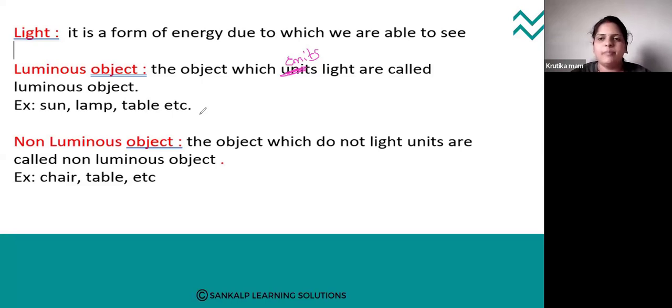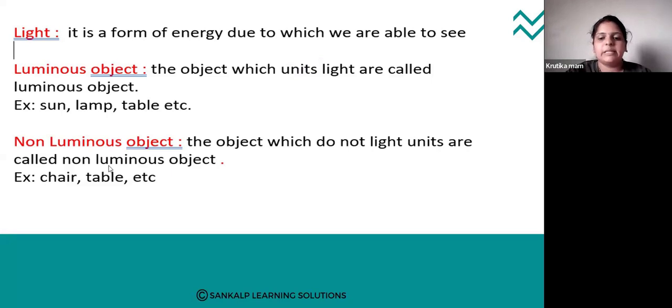Non-luminous objects are the opposite, right? Luminous objects emit light; non-luminous objects, which do not emit light, are called non-luminous objects. Examples of non-luminous objects are a chair, a table, any objects, plastics, anything around you. Which emit light are luminous objects; which do not emit light are non-luminous objects. This is only for your understanding, because whenever we describe light we will talk about luminous and non-luminous objects, so keep it in mind. Luminous means it emits light, non-luminous means it does not emit light.